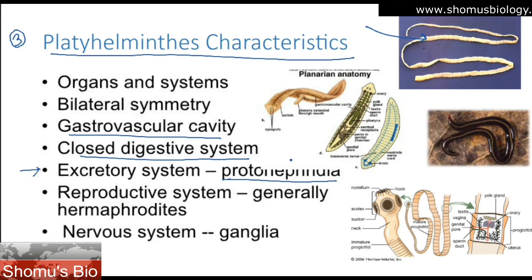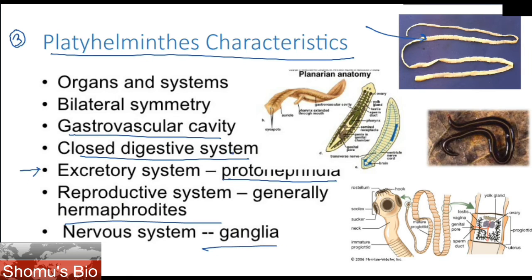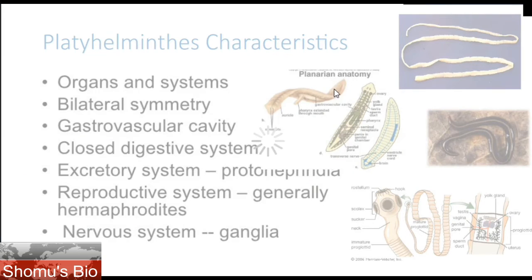Protonephridia is present. You know, the highest form of the excretory system is the kidney, and the unit of the kidney is the nephron. But before that it was nephridia, and even before that it was protonephridia. So platyhelminths have protonephridia. Reproductive system, generally hermaphrodites are found. Nervous system, the most advanced form is neurons, but here ganglia. Okay, that's the difference. But the problem is they don't have any kind of body coelom.